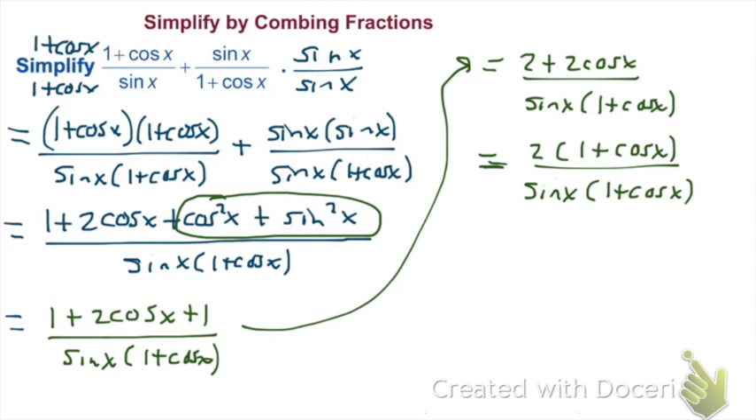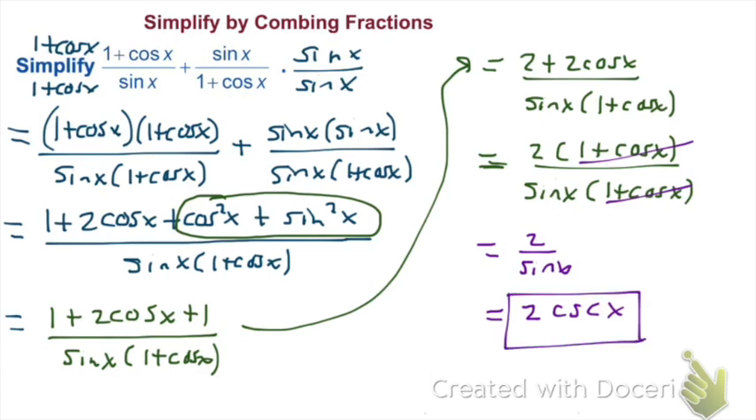Now we can cancel out like terms between our numerator and denominator. The 1 plus cosine x's cancel, and we're left with 2 over sine of x. And 1 over sine of x is the same as cosecant. So we have 2 cosecant x.